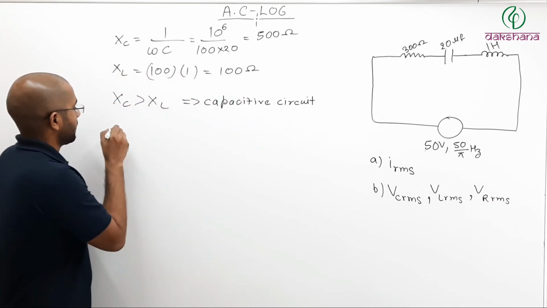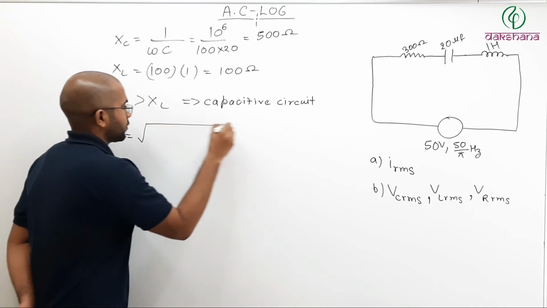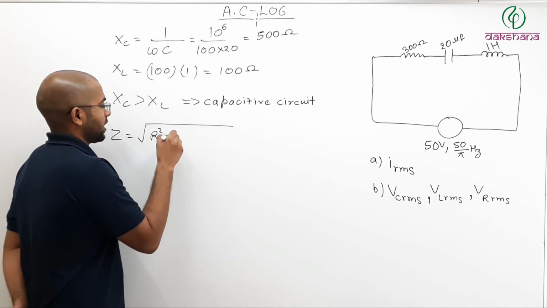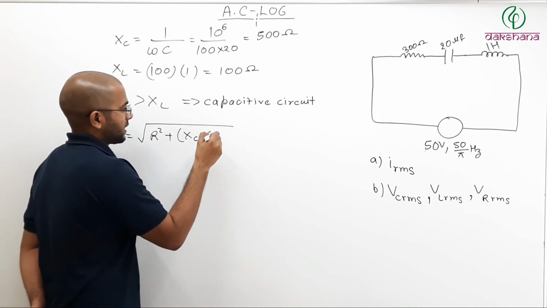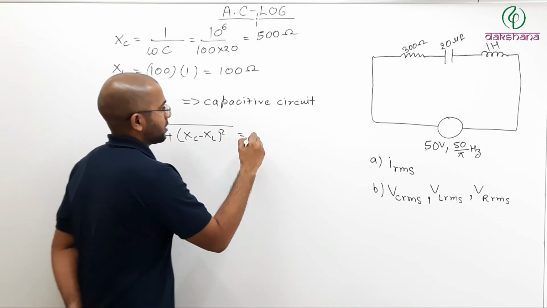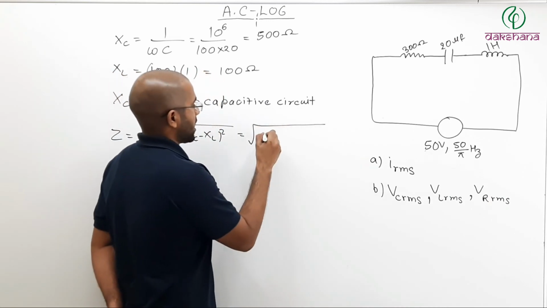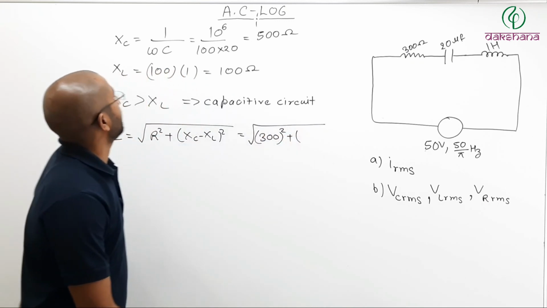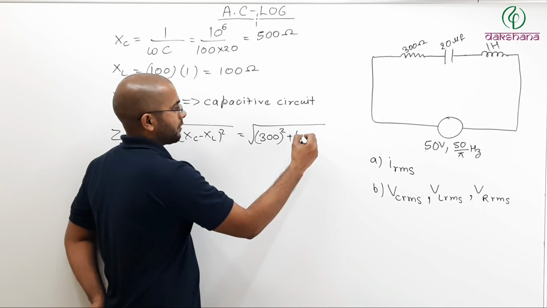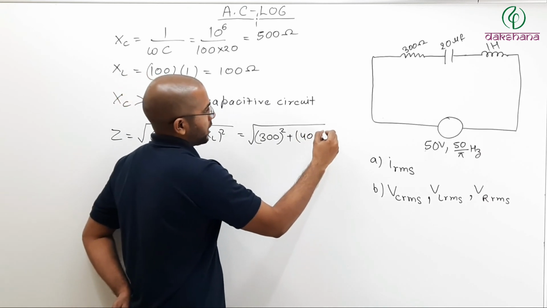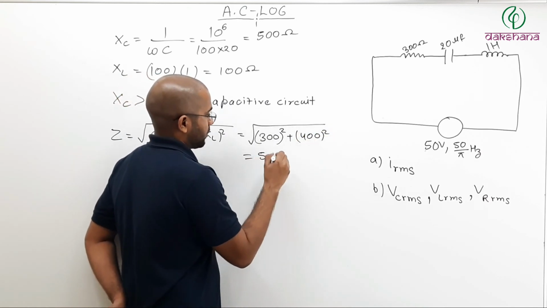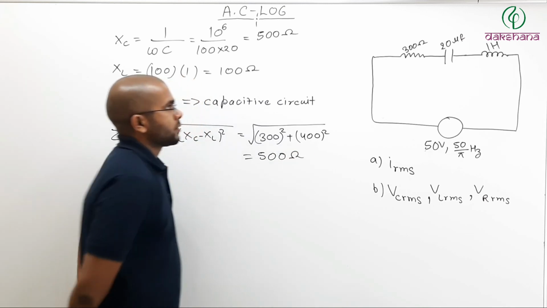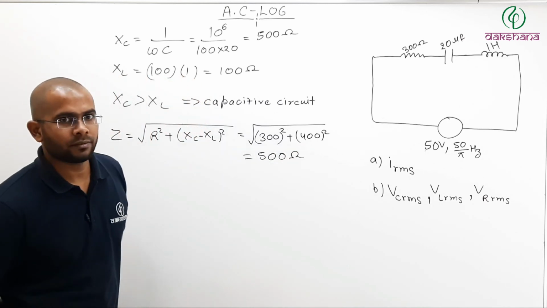Now I need to find the impedance of the circuit. Z is nothing but the square root of R square plus (XC minus XL) square. What is R? 300. So 300 square plus (XC minus XL), where XC is 500, so 500 minus 100 is 400, squared. This equals 500 ohm. So the impedance of the circuit is also 500 ohm.